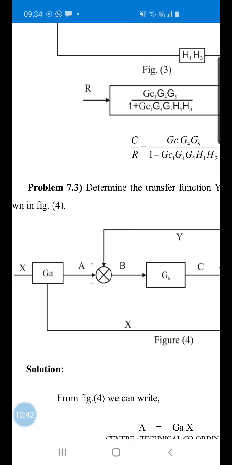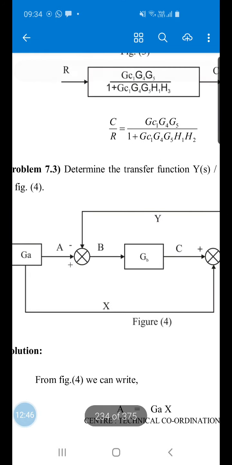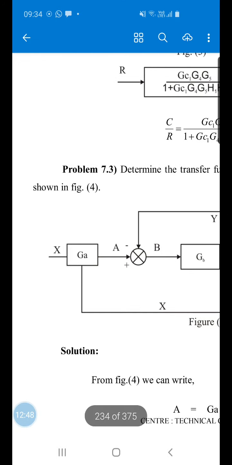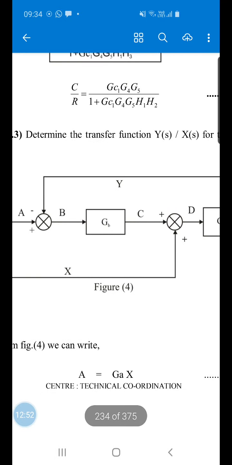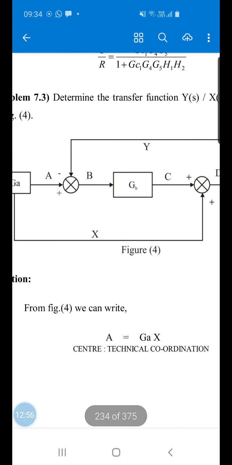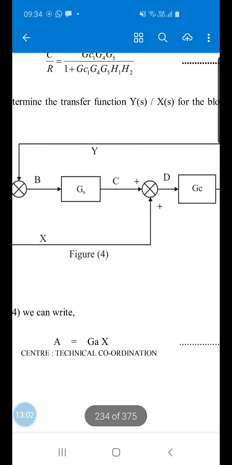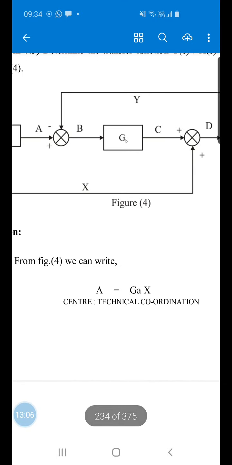Problem 7.3. Determine the transfer function Y of s upon X of s. So how to solve this? This is a little bit complicated, but once you understand, you can solve any problem directly. So in these problems you have to put some unknowns. So I have put A, B, C and D. You have to understand where to put these unknown variables. See how we can solve this problem.